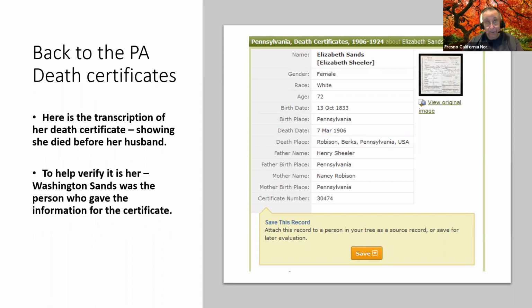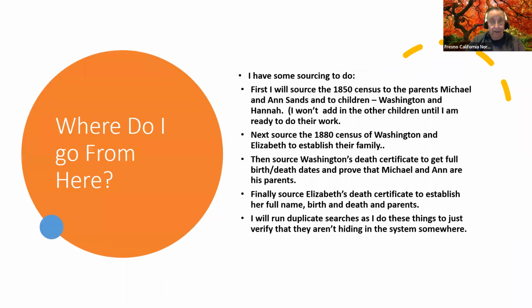This is absolutely Washington's wife, Elizabeth, who died in 1906. Okay, with that much information, I had to go through and do a bunch of sourcing. Source the 1850 census for just Michael and Ann and Washington and Hannah. Go to the 1880 census and put Washington and Elizabeth in. Source Washington's death certificate, Elizabeth's death certificate. See if I can find any other sources for them.